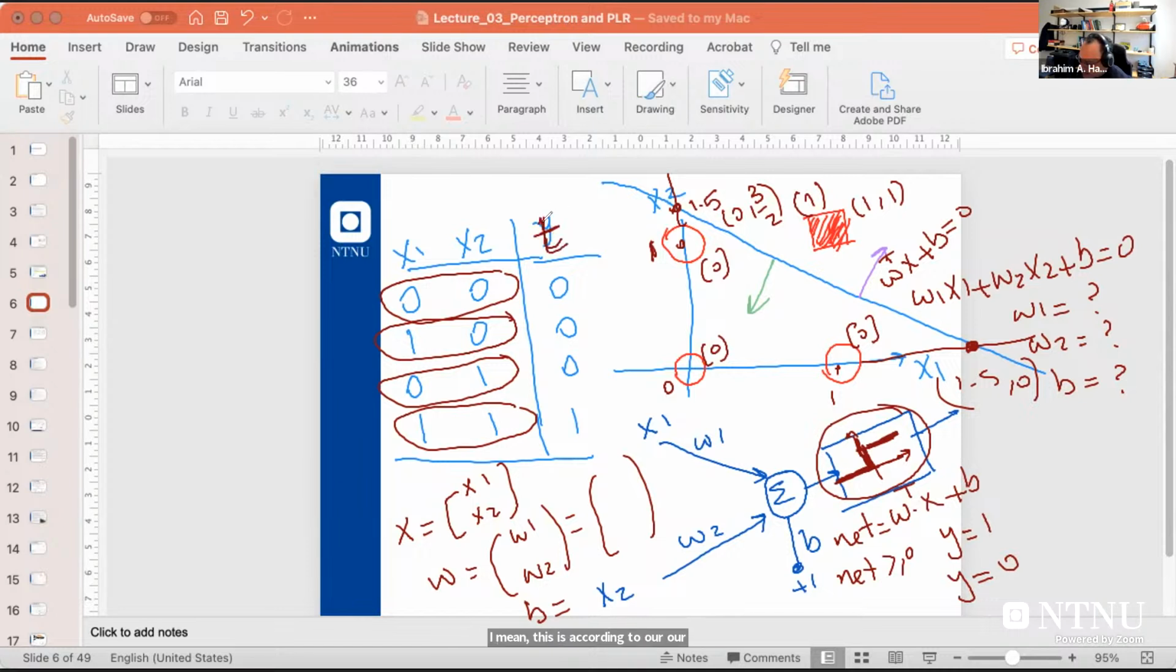Yeah, so maybe we can use 10 or 15 minutes and try to open a file in Google Colab and try to implement this problem. So first you need to find the value of omega 1, omega 2, and the bias. And after that, you need to implement it in Python.